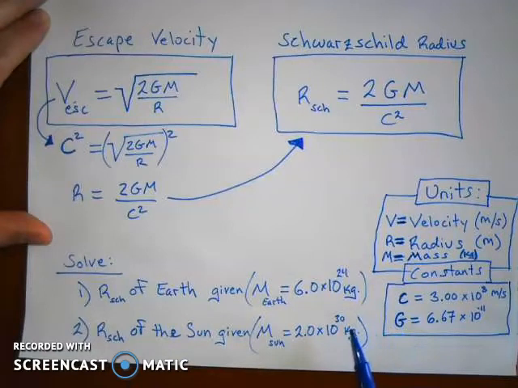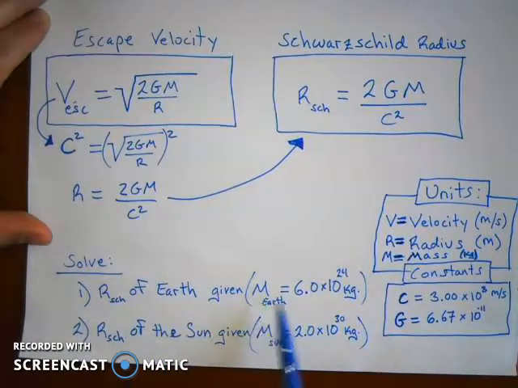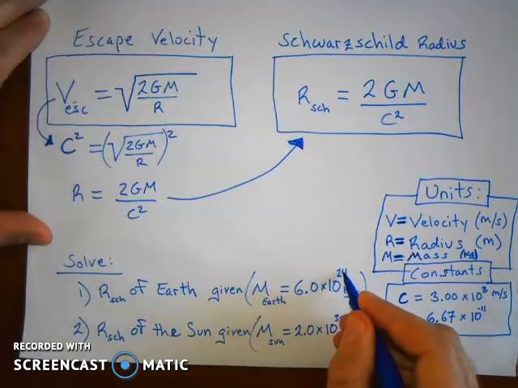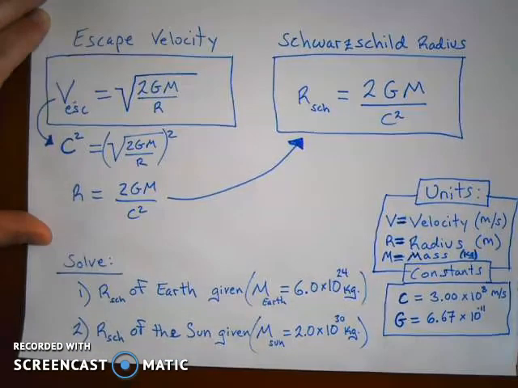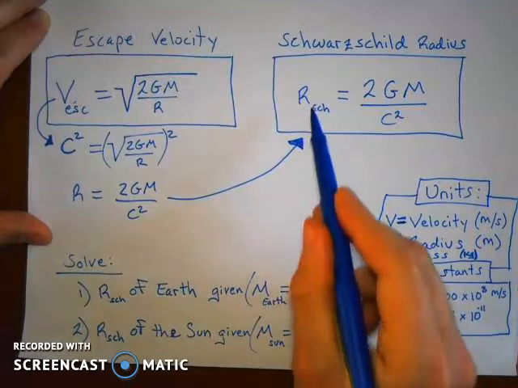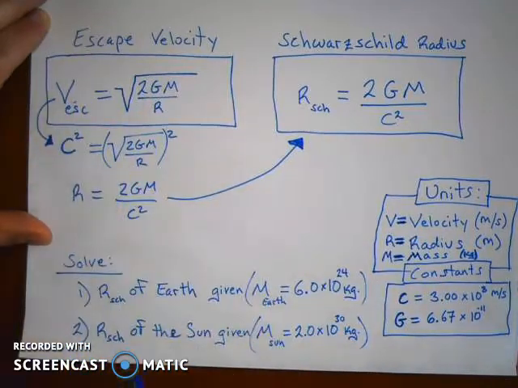Plug in your given constants. The mass of Earth to 2 sig figs is about 6.0 times 10 to the 24th kilograms. Substitute that in, figure out the radius. How big would Earth be if it were compacted so small that at that radius the escape velocity would be equal to the speed of light? And then do the same for the Sun, given that the Sun's mass is 2 times 10 to the 30th kilograms. Plug those values in here, calculate the Schwarzschild radius, report your answers in the discussion to 2 sig figs.